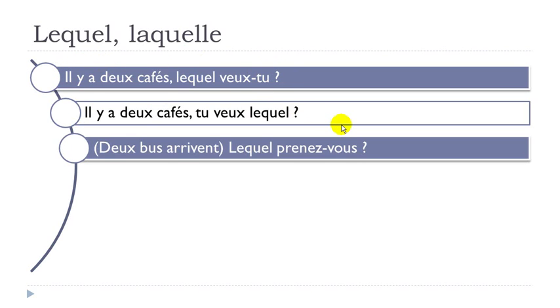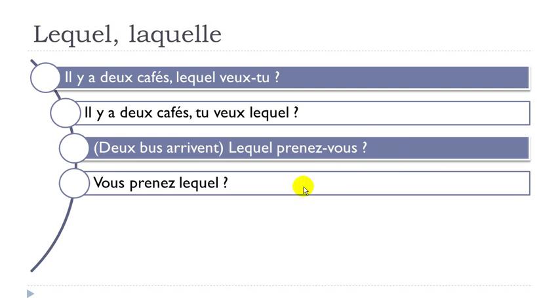So let's see another example. So, deux bus arrivent, okay? So two buses arrive. Lequel prenez-vous? Remember, prendre is to take, vous, you, okay? So you could be the plural form, or it could be the polite form for you, okay? So, lequel prenez-vous? Which one do you take? All right? Or then, it could be as well, as we saw in the previous example, you just keep the normal order, so subject, verb, vous prenez lequel.